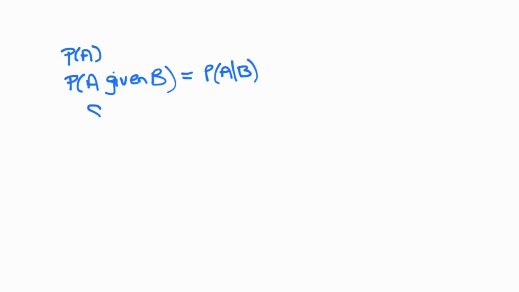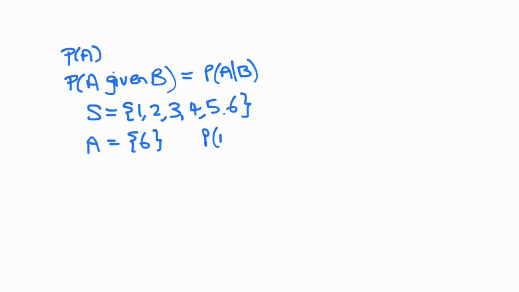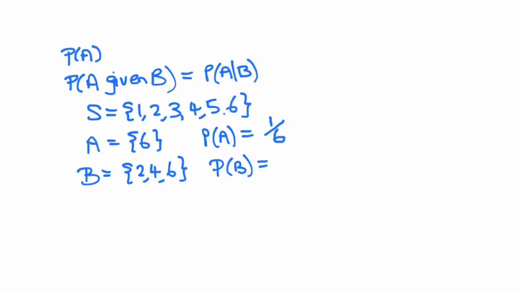So for example, if we are tossing a die, the sample space is 1, 2, 3, 4, 5, or 6. And let's say A is the event that a 6 occurs. We all know that if the die is fair, the probability of A is just the number of events in A, which is 1, divided by the number of events in S, which is 6, so the probability of A is 1 over 6. Now suppose B is the event that we get an even number. Then B is just 2, 4, or 6. And if you want to find the probability of B, that is 3 over 6, or half.